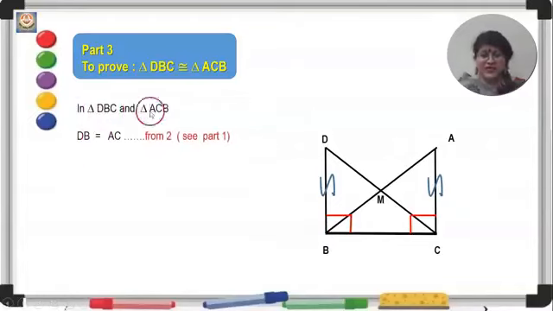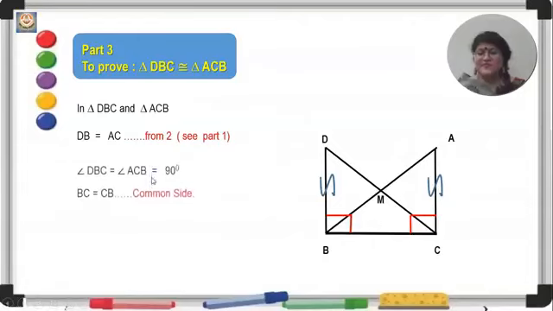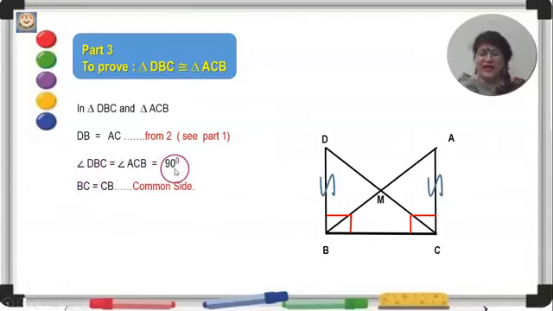So take the two triangles and then you know DB equal to AC from part 1. Then these two angles are 90. That also we proved from part 2. And BC equal to CB, common side. So the two triangles become congruent by SAS, because this is a common side. So SAS congruence rule. So hence we have proved it.